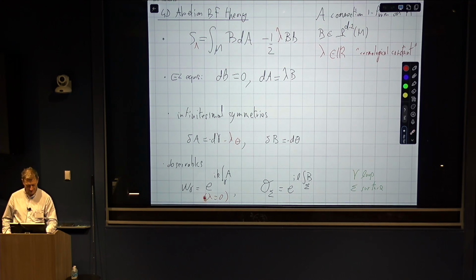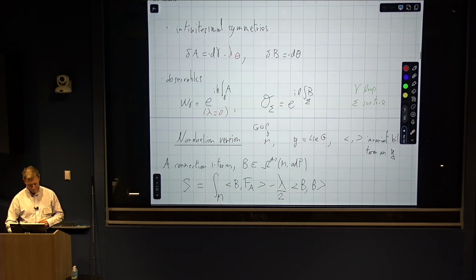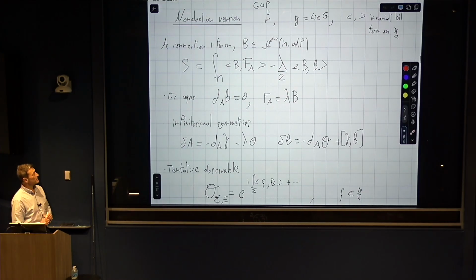The Wilson line, the integral of A along a loop, is an observable for lambda equal to 0, but not for lambda different from 0, because you have this shift. So in this case, you will lose this observable, or you should try to recover it by deforming it. Now, in the nonabelian version, we have some principal bundle.